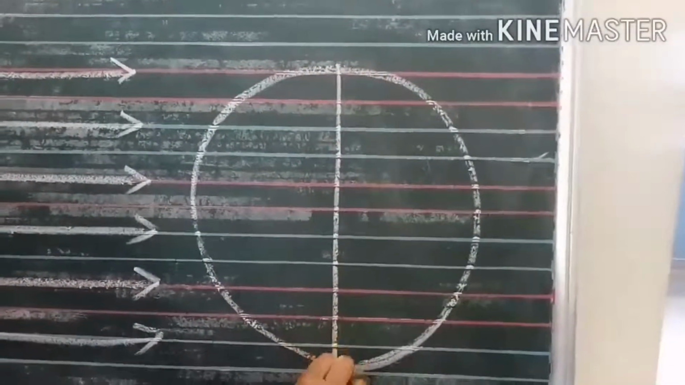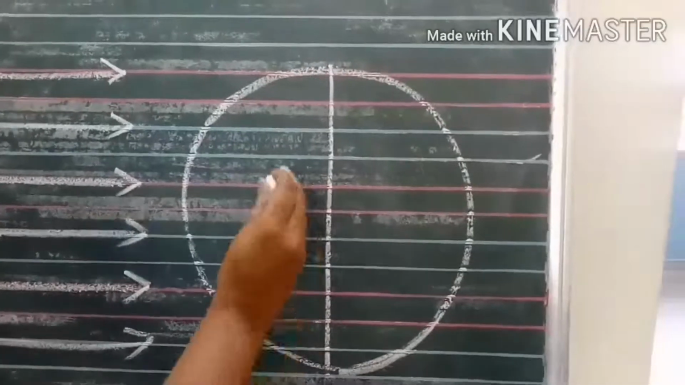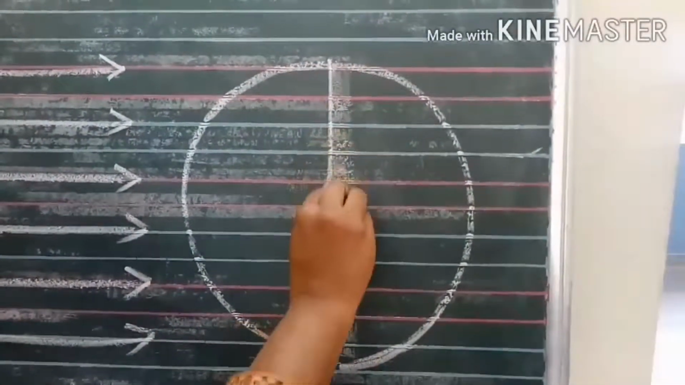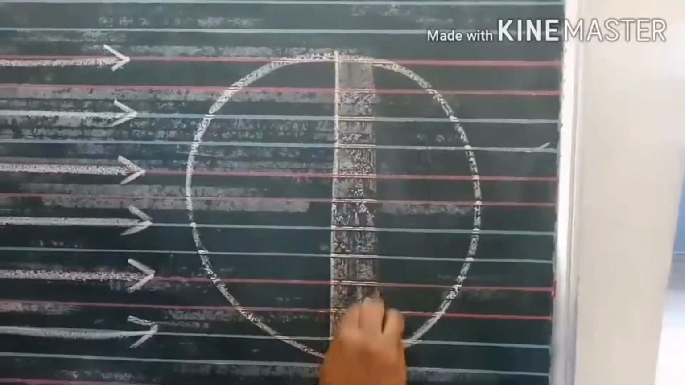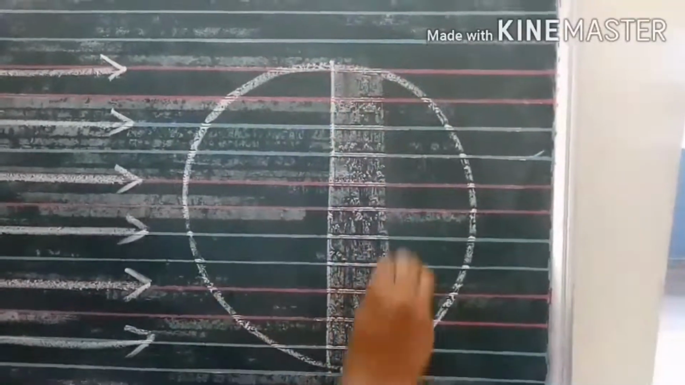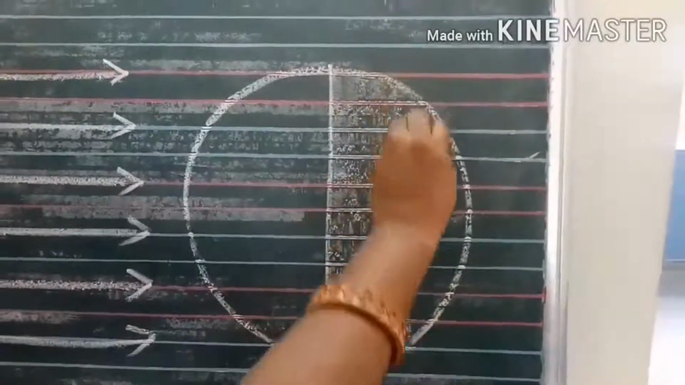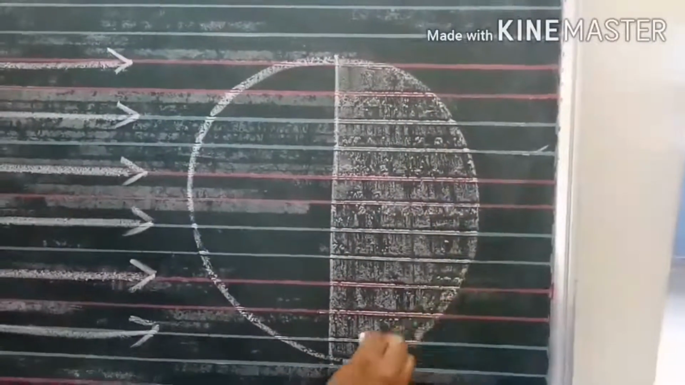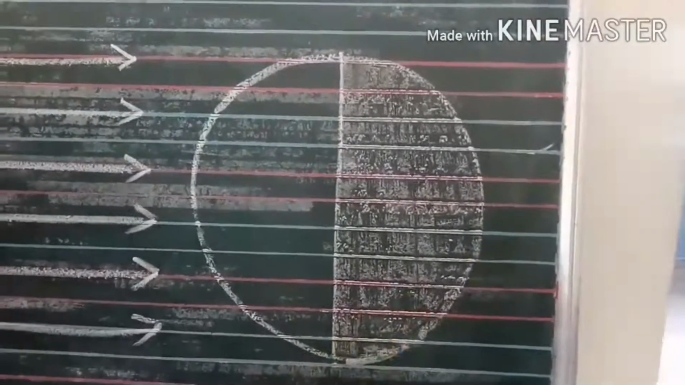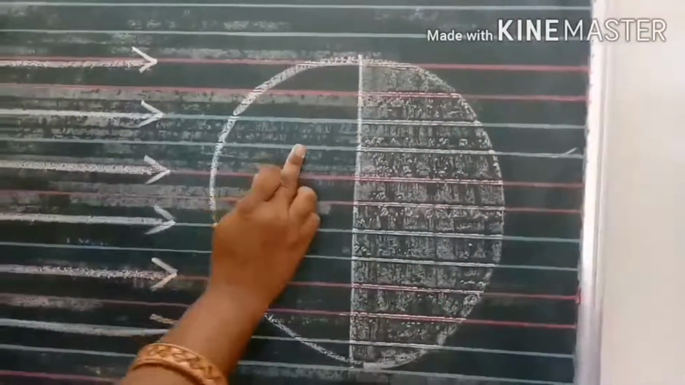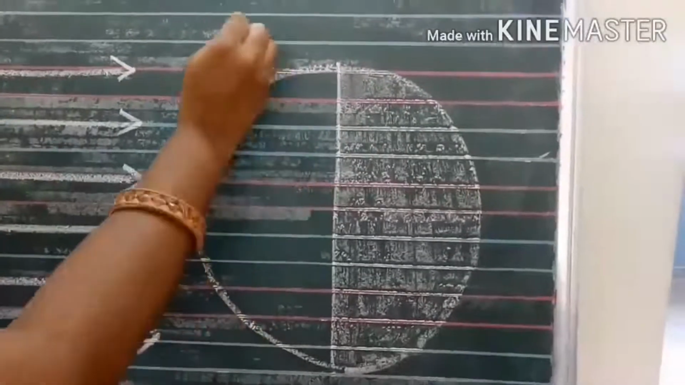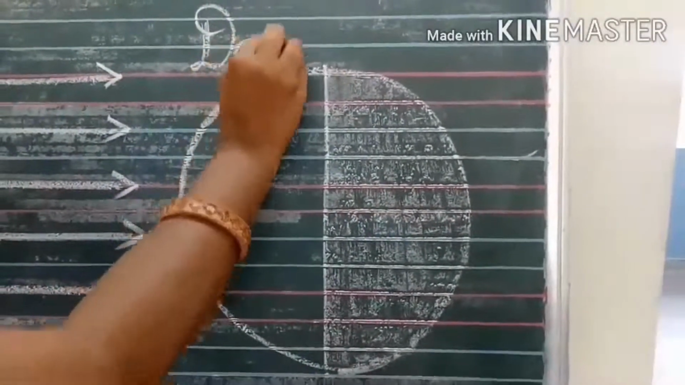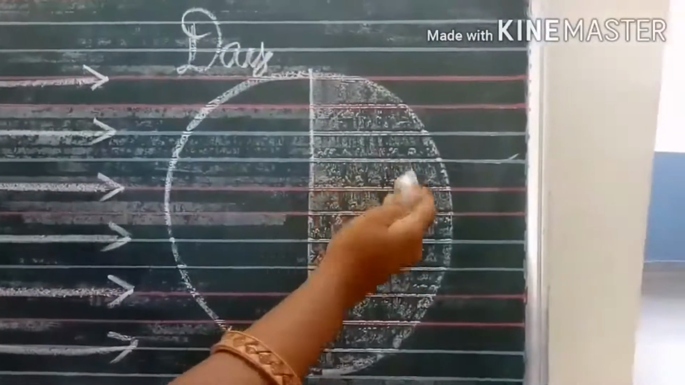So what do you have to do children? You should read the clues first and then unscramble. Unscramble means what children? You have to rearrange the letters and then fill the blanks. Okay? That's it. So shall we start now? Yes. The first one is, it provides light to the earth.